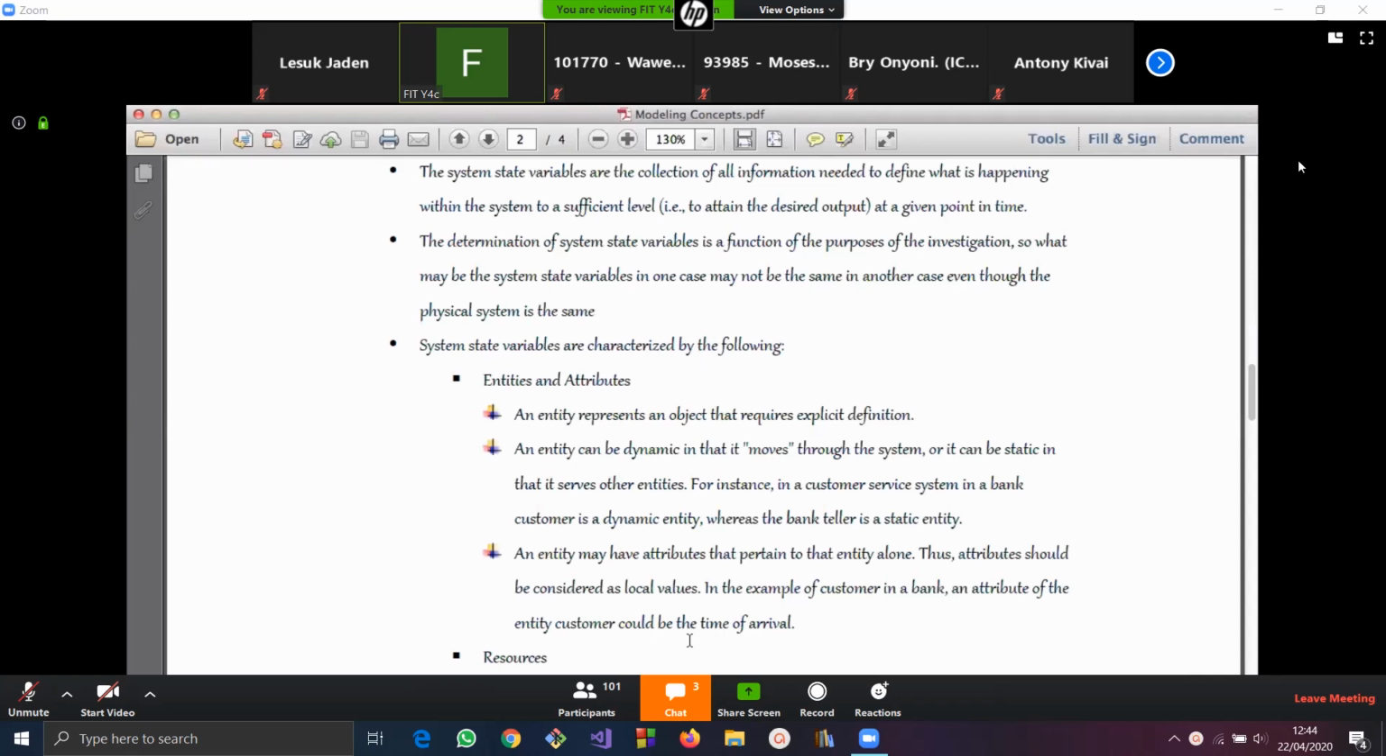The other one, an entity can be dynamic in that it moves or it changes. You know the word, and that's why I put the word moves in quotes, meaning it can change. It doesn't have to be the same, or it can be. It all depends on how you declare these things. So an entity may have dynamic attributes and static attributes.